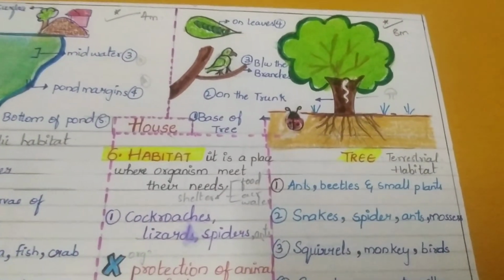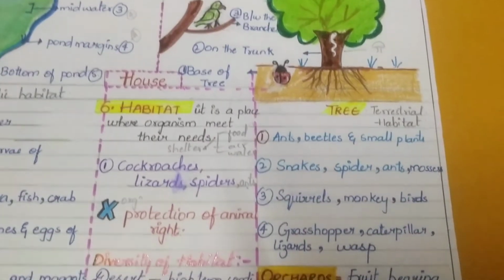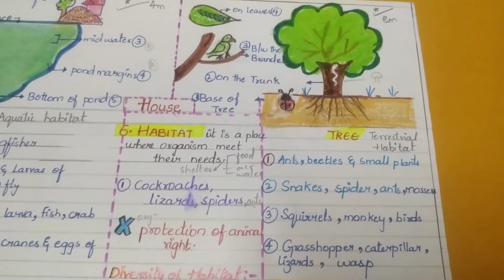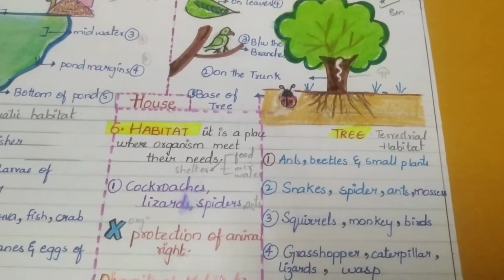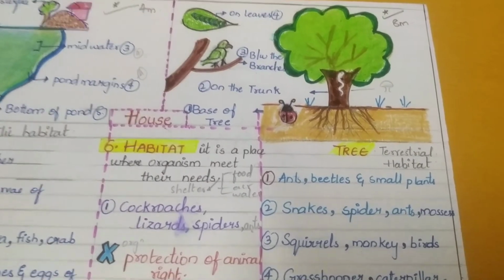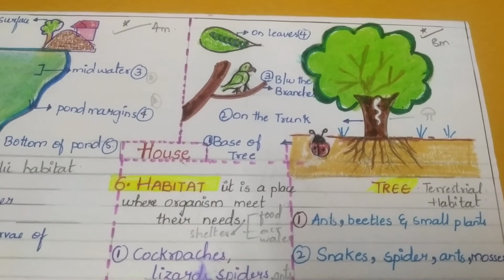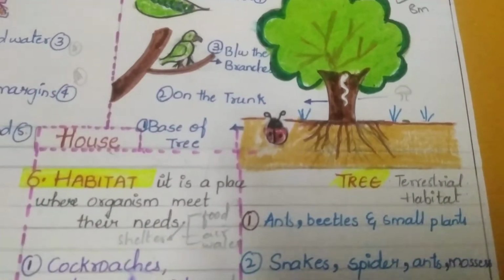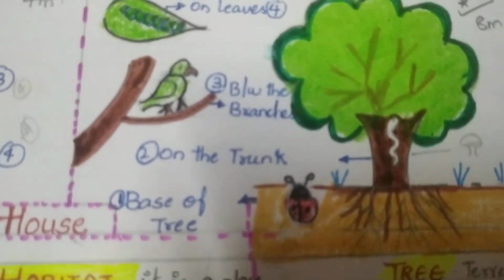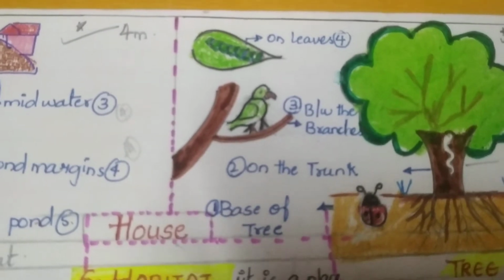Now, with a very beautiful diagram, let's move ahead. This is your terrestrial habitat, a land habitat. Now let's see the tree as a habitat. The tree is divided into 4 parts. First is the base of the tree. Next is the trunk of the tree, next is the branches, then the leaves. I think you people are getting it, yes or no?